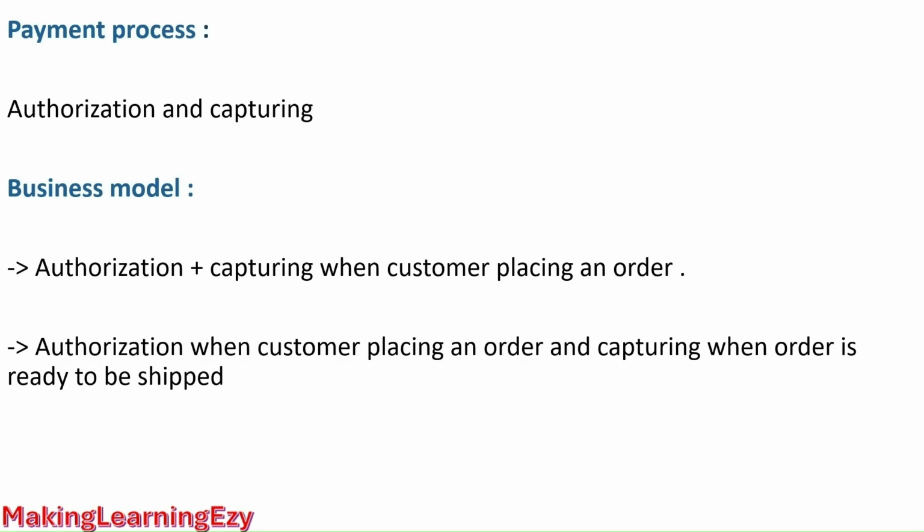Once these checks are passed, bank puts the hold on the order amount so that customer is not able to use that amount. For example, if customer is placing an order for $100, bank puts the hold on the $100. So in authorization, the amount is not transferred from customer account to the merchant account. This is important to note. So these are the actions done in the authorization.